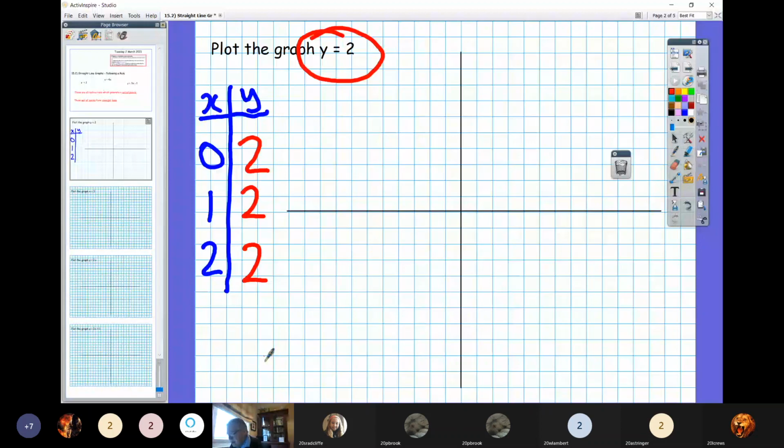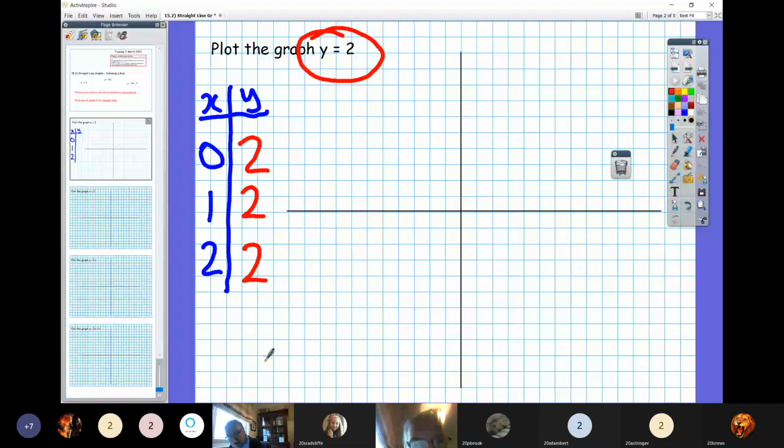Okay, so can you see what I've done here? This graph just required Y to equal 2. So on this particular one, whatever X values I had chosen was irrelevant. Now I could carry on doing lots and lots more coordinates, but 3's enough to get a straight line. So what I'm now going to do is plot those coordinates.